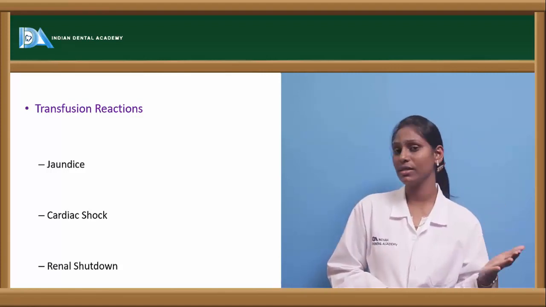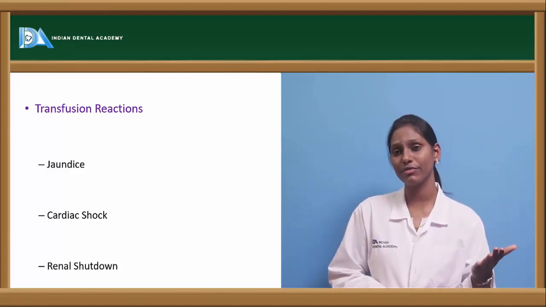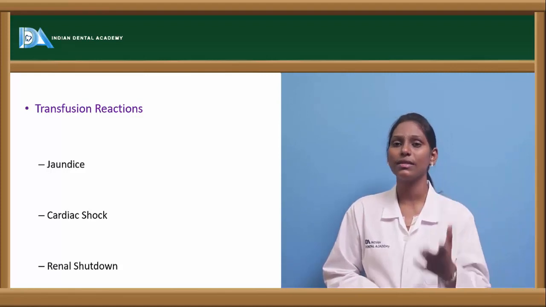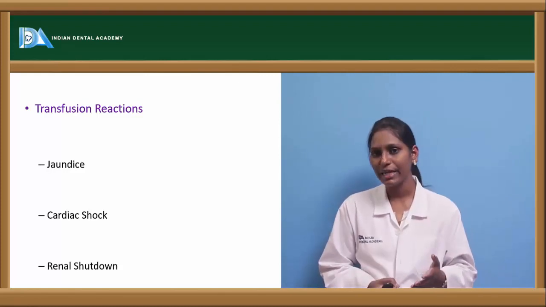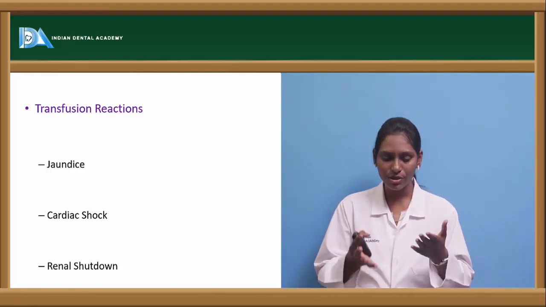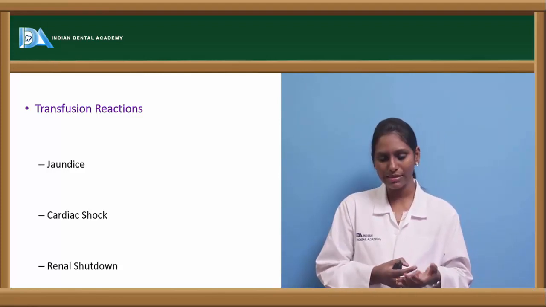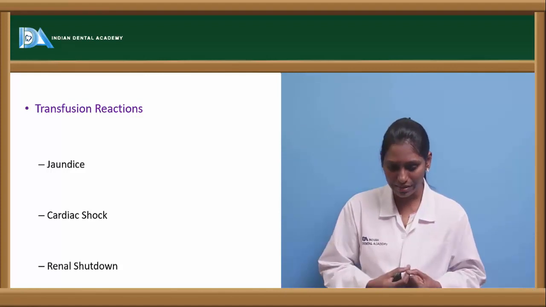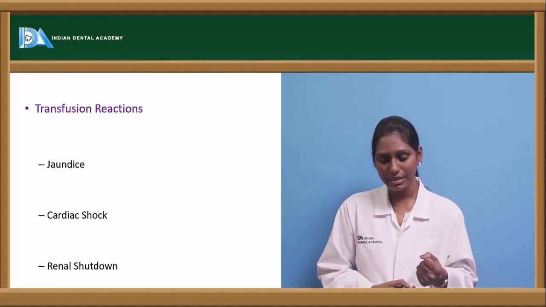Again, the toxins released during a transfusion reaction can also lead to circulatory shock. We have renal shutdown also, in extreme cases. Why renal shutdown? It is because the toxins from the hemolyzed cells will cause constriction of blood vessels in the kidneys, and because of this constriction, what happens?